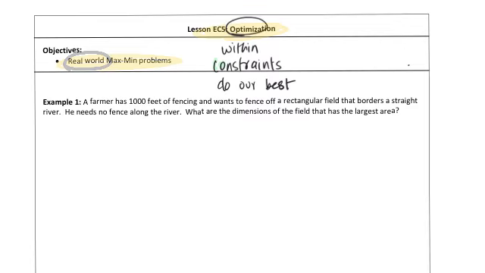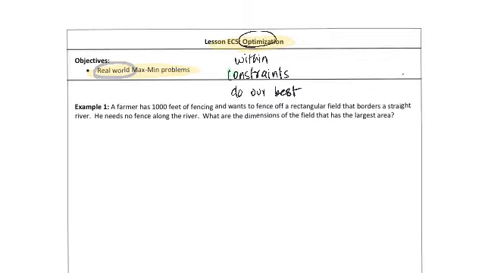There's something that needs to be maximized or minimized, but there's a constraint, and so how can we do our best? That's the idea behind all of these problems. So the first one says a farmer has 1,000 feet of fencing and wants to fence off a rectangular field that borders a straight river. He needs no fence along the river. What are the dimensions of the field that has the largest area?